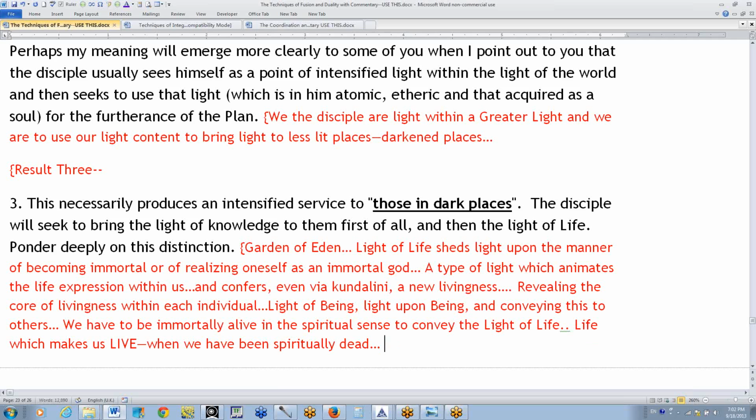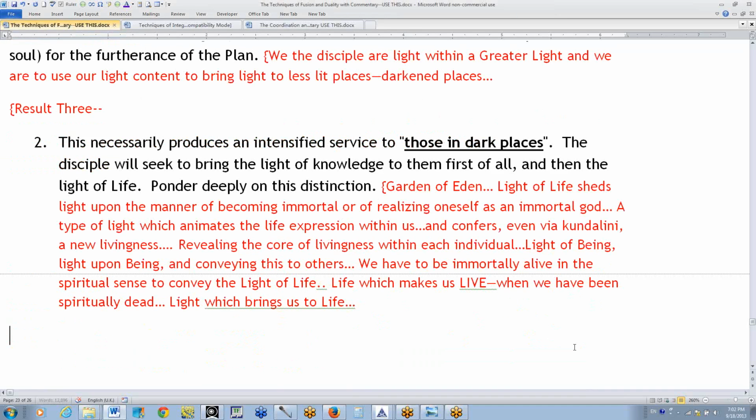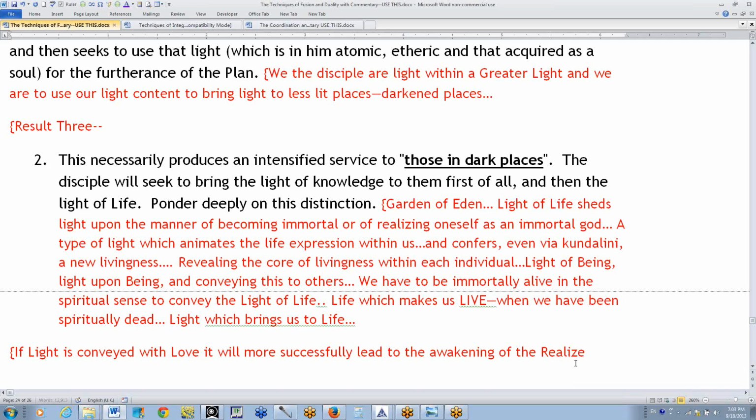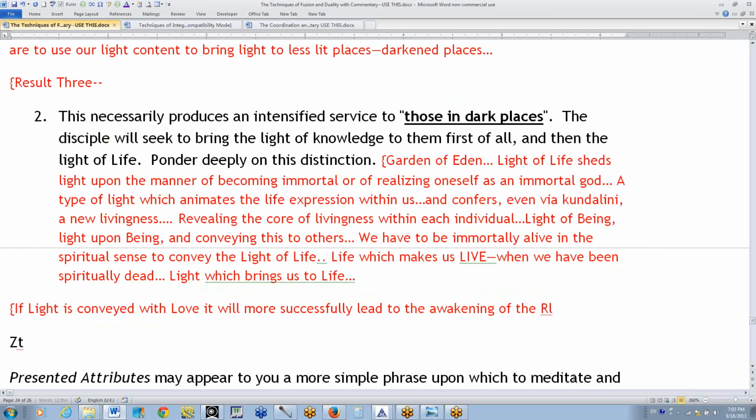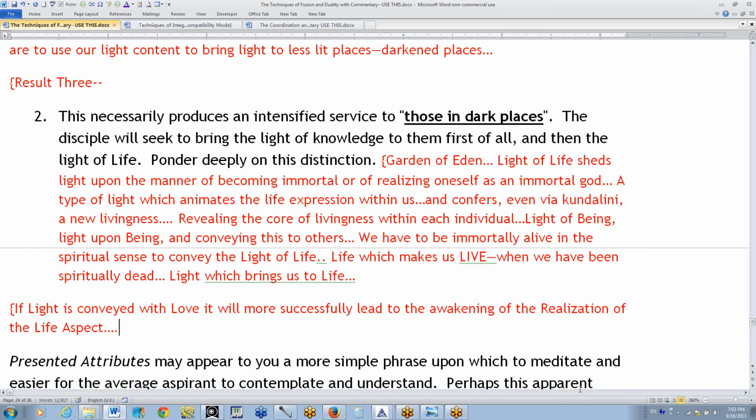So light, put it this way, light which brings us to life. It makes us living beings, and it also brings us to the life aspect. And its medium of transition is through the energy of love. So let's say that if light is conveyed with love, it will more successfully lead to the awakening of the realization of the life aspect. Then we shall truly begin to live.